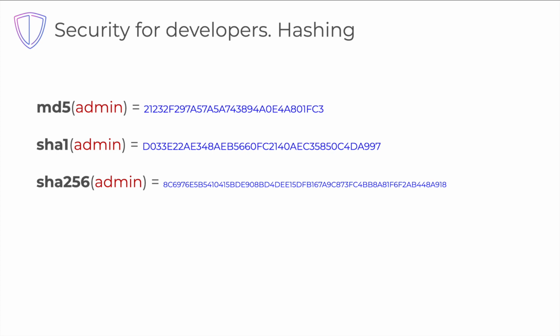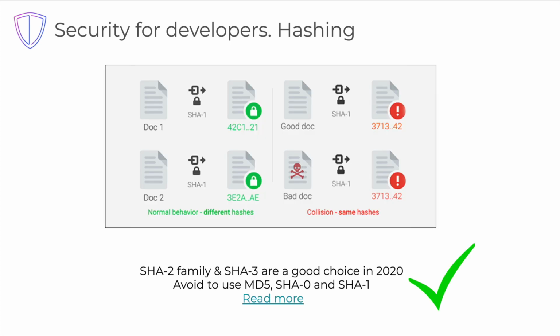Why? Because both of these algorithms are vulnerable to collisions. In a normal situation, two different files have two different hashes. But with these two functions, it sometimes happens that two different files are created with the same hash value. So it's better to avoid these algorithms and stick to the secure hash functions instead.